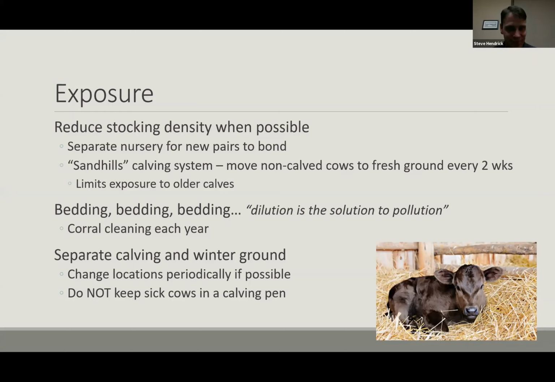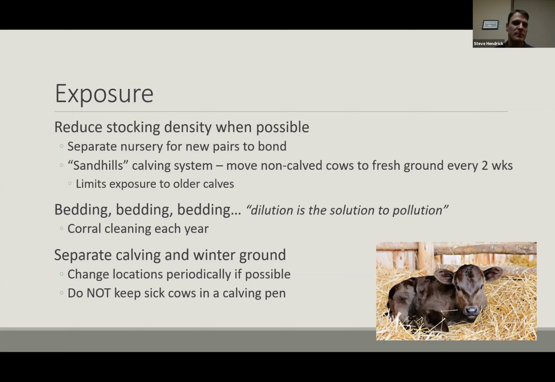Okay. My next point is bedding. To me, that's always cheap medicine. Now, I admit it's not always as cheap as we'd like it to be, but it certainly is of value. My motto has always been dilution is the solution to pollution. So whenever we can cover up cow manure or keep it frozen, etc., you just keep it locked, and the risk for infection is going to be a lot less.